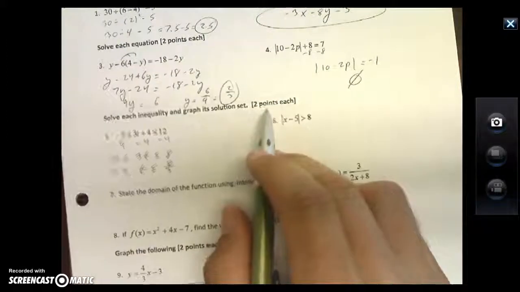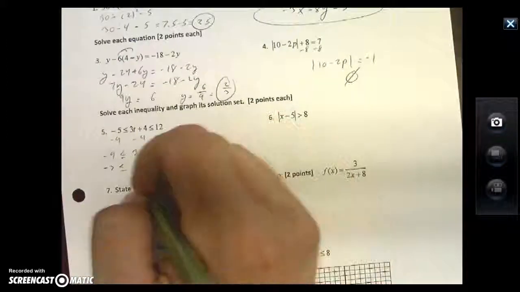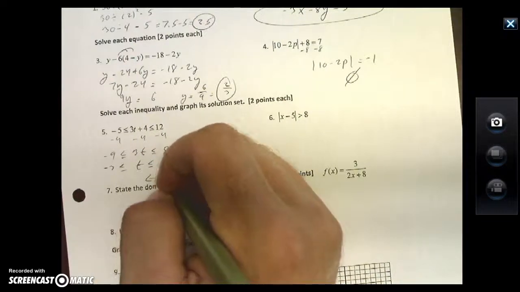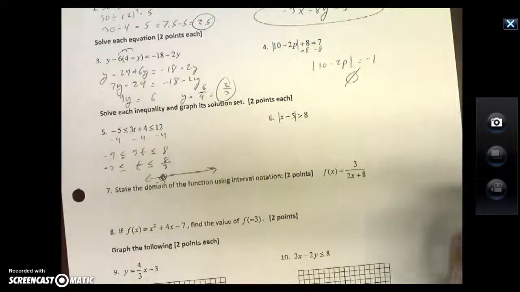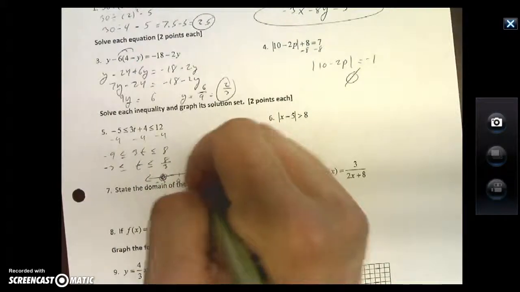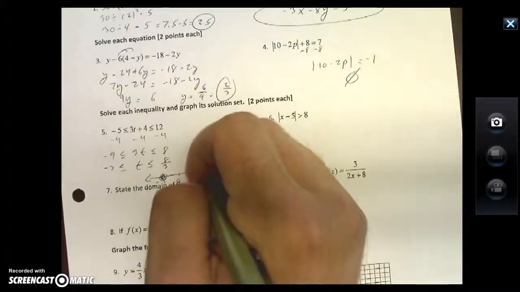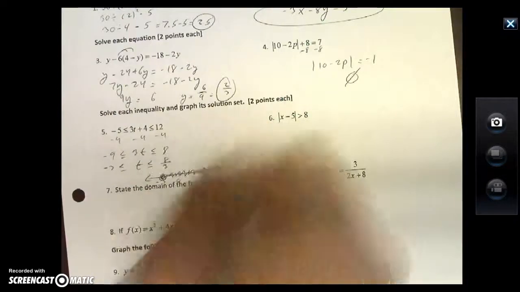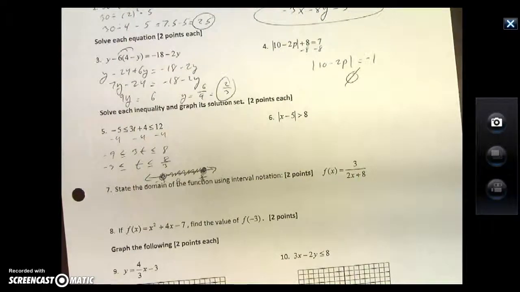It says graph the solution set. So here's my number line. Negative 3, closed circle, because it's less than or equal to. Here's 0, and here's 8/3. Closed circle, everything in between. I know my number line's not drawn to scale. I'm not really looking for perfection here. Just as long as it's in the general idea, you're okay.